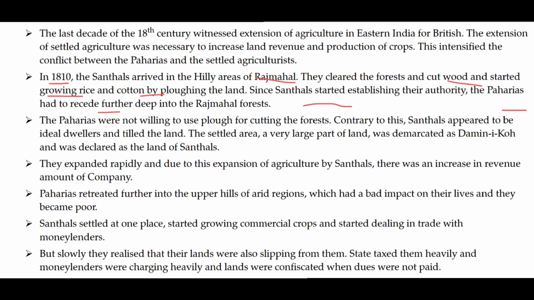The settled area, a very large part of land, was demarcated as Damin-e-Koh and was declared as the land of Santhals. They expanded rapidly, and due to this expansion of agriculture by Santhals, there was an increase in revenue, an increase in the revenue amount of the company. Paharias retreated further into the upper hills of arid regions, which had a bad impact on their lives and they became poor.